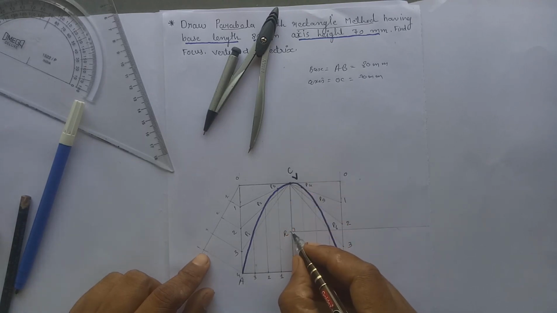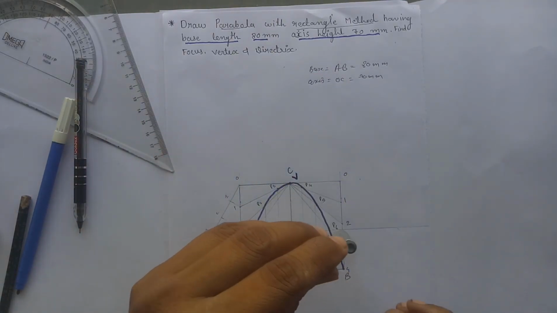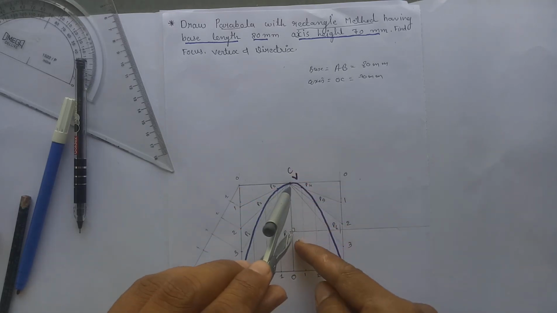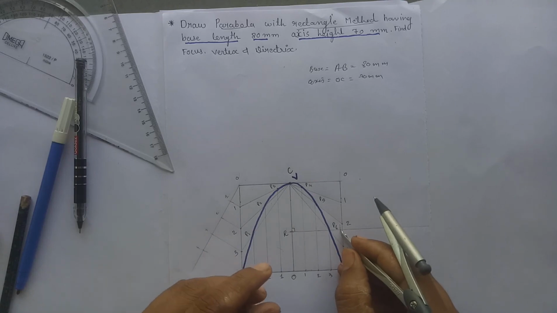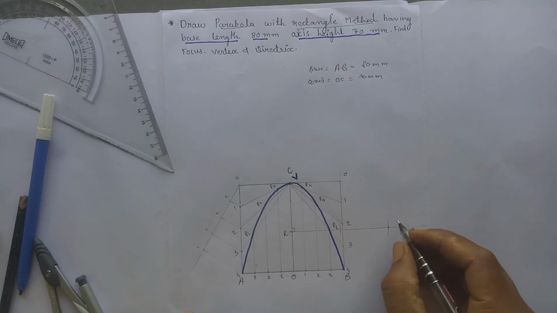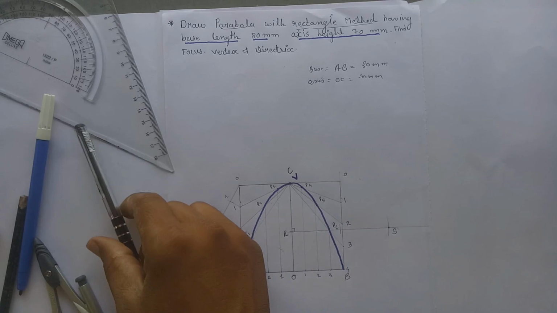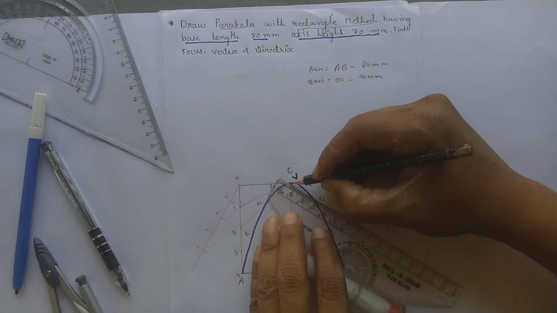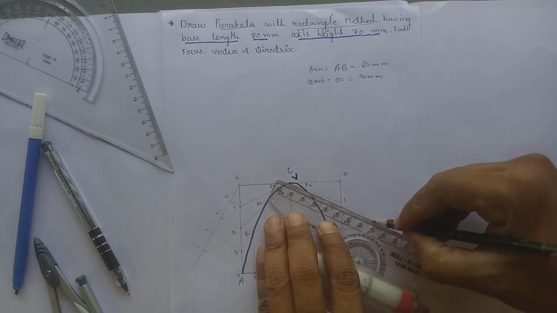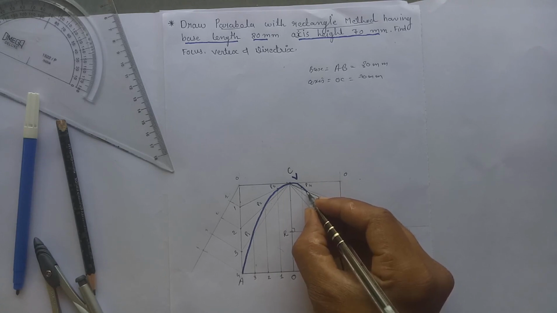Now draw a line perpendicular from this point R to the axis of the parabola and mark another point at a distance twice the distance from V to R. So mark twice the length, and mark this point as S. So the distance of R to S is twice the distance of V to R. Now connect this point S to V. This line will intersect the curve at this point.